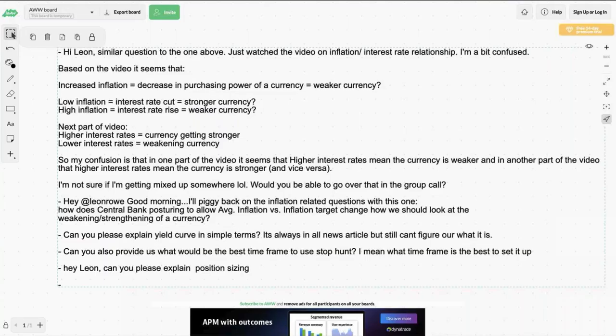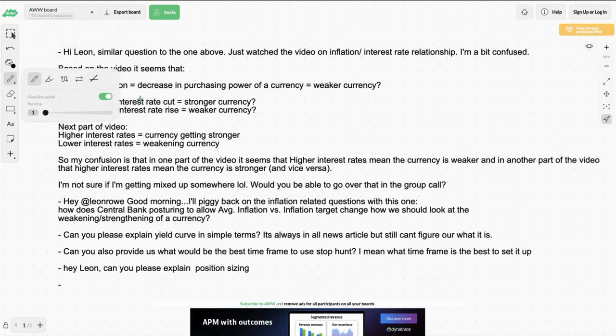So going back to the question, which is low inflation equals interest rate cuts. Yes, because an interest rate cut basically does, the intention is to devalue the currency, right? So low inflation devalues the currency, which is not necessarily a stronger currency. It boosts inflation. Because if you have a strong currency, well, let's start off. If you have a weak currency, a devalued currency, right? So devalue.